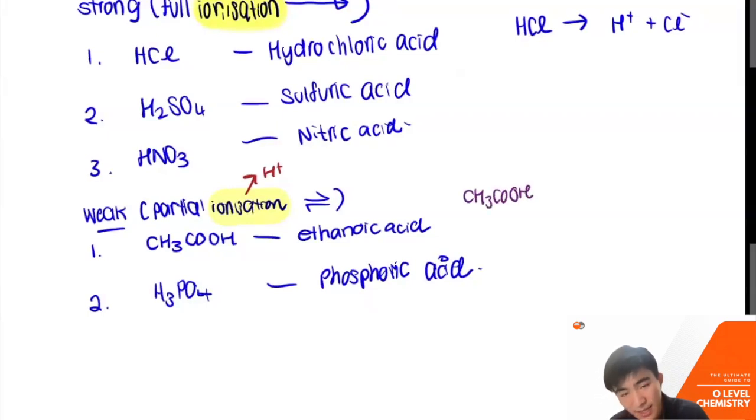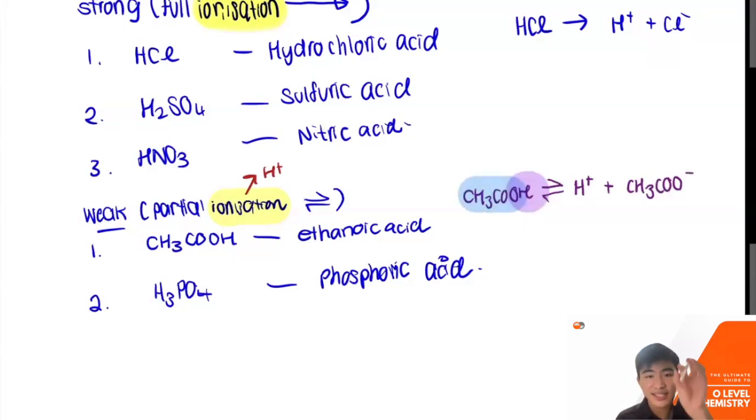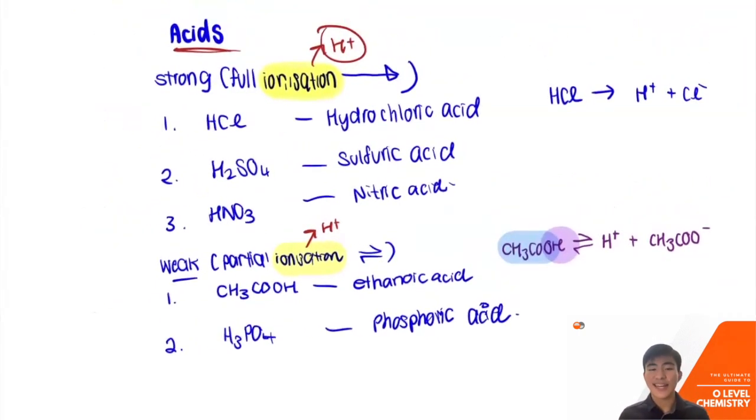CH3COOH undergoes partial dissociation to form H plus. So I take out the hydrogen already. Then the rest I put CH3COO minus. Just treat it as one thing like that. The H is standalone, so I just take out the H, then everything else is a minus. I hope you can understand this.